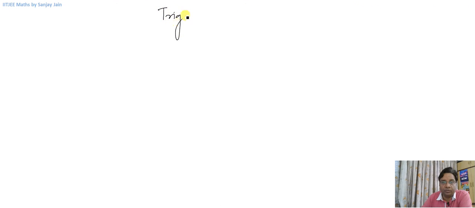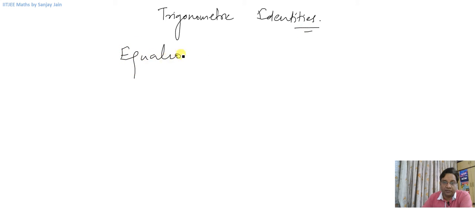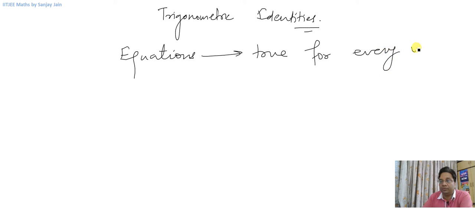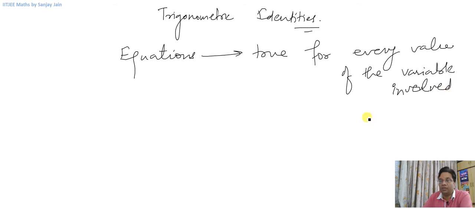Let us talk about trigonometric identities. Now we know that the equations which are true for every value of the variable involved are known as identities. And now we are talking about trigonometric identities.